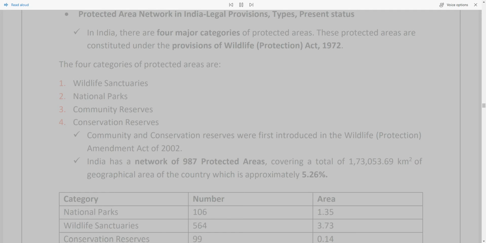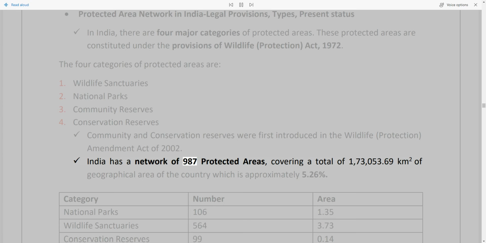Protected Area Network in India. Legal provisions, types, present status. In India, there are 4 major categories of protected areas. These protected areas are constituted under the provisions of Wildlife Protection Act, 1972. The 4 categories of protected areas are: 1. Wildlife sanctuaries. 2. National parks. 3. Community reserves. 4. Conservation reserves. Community and conservation reserves were first introduced in the Wildlife Protection Amendment Act of 2002.